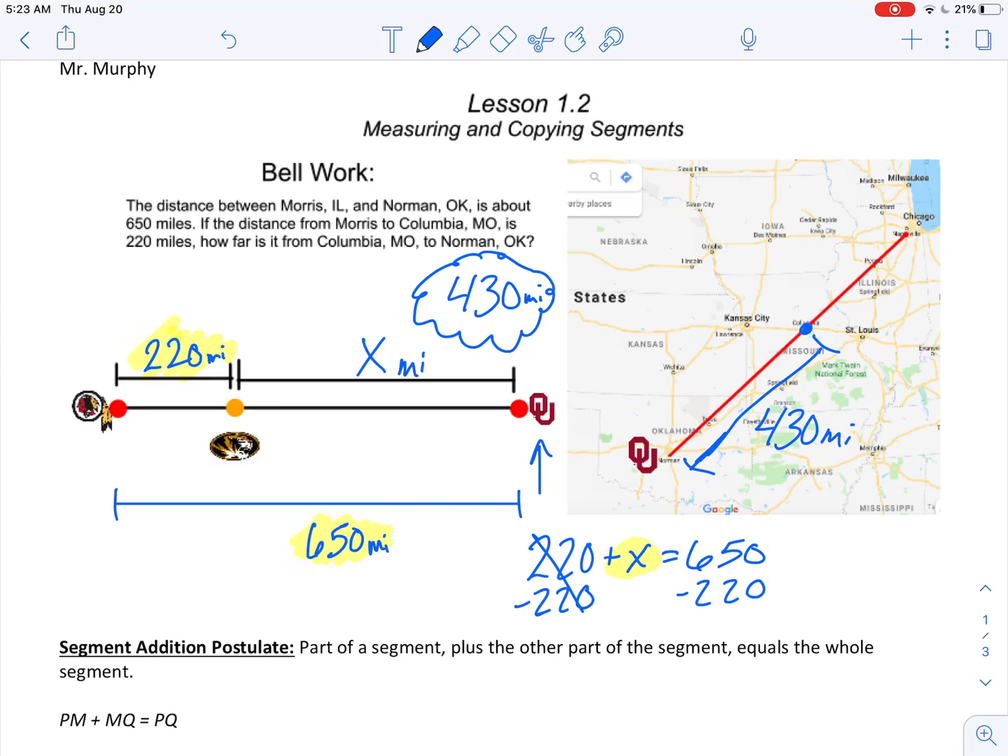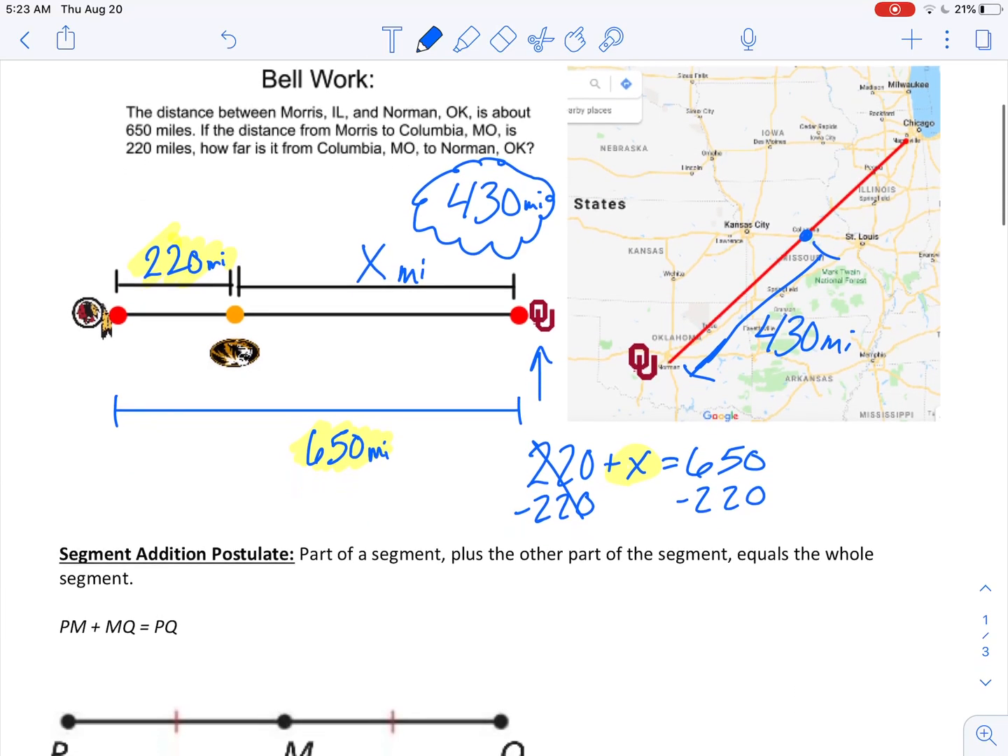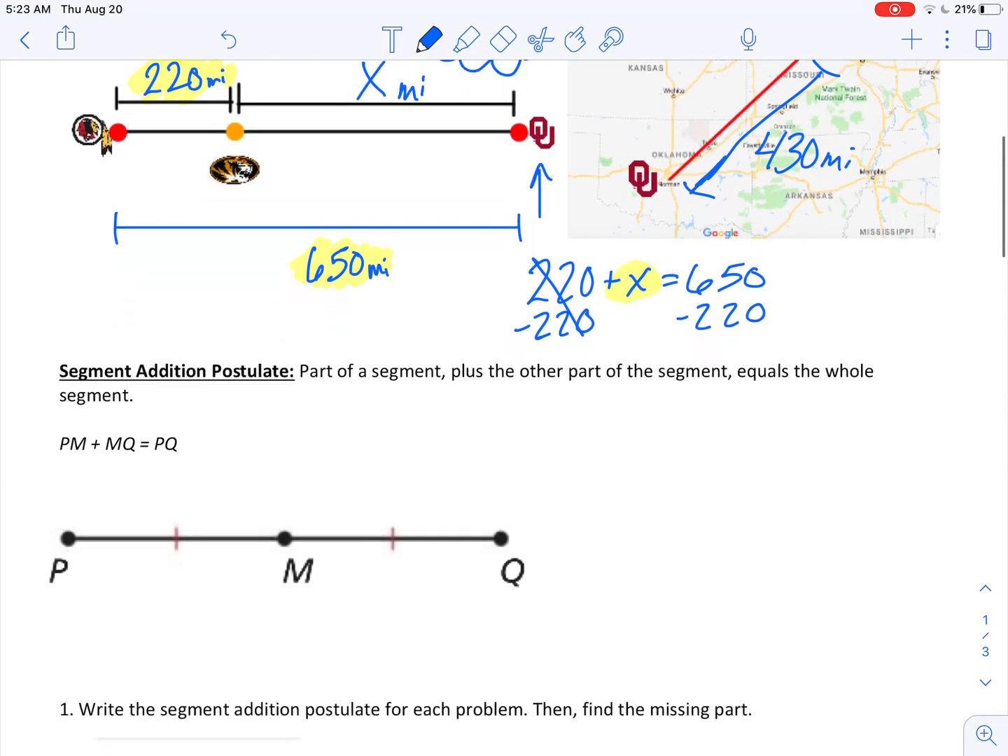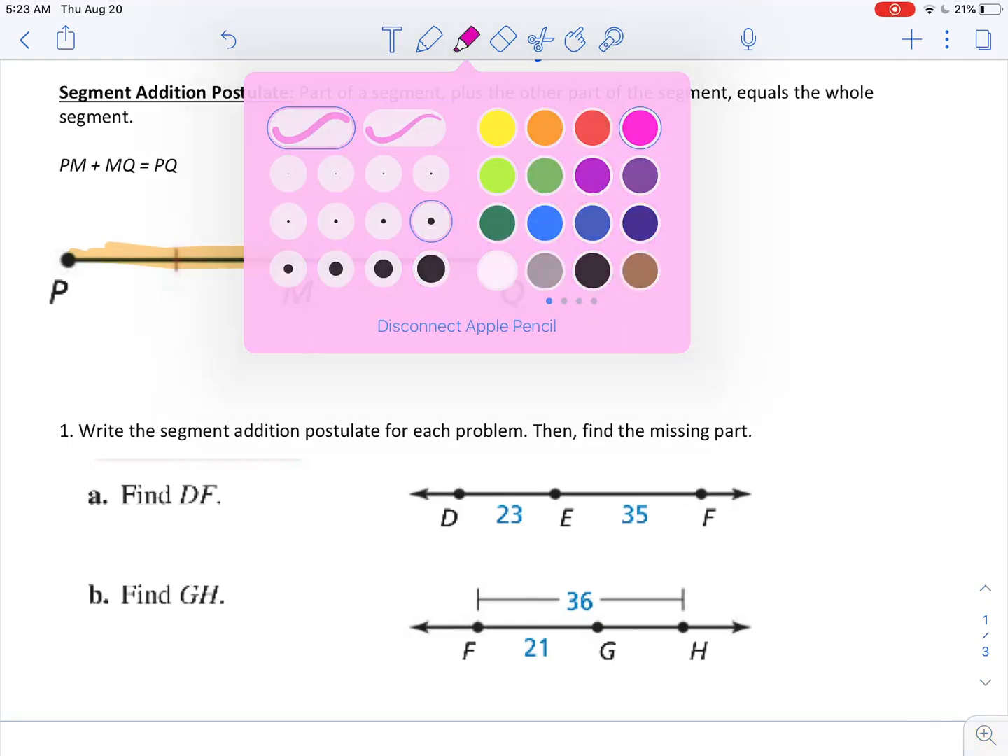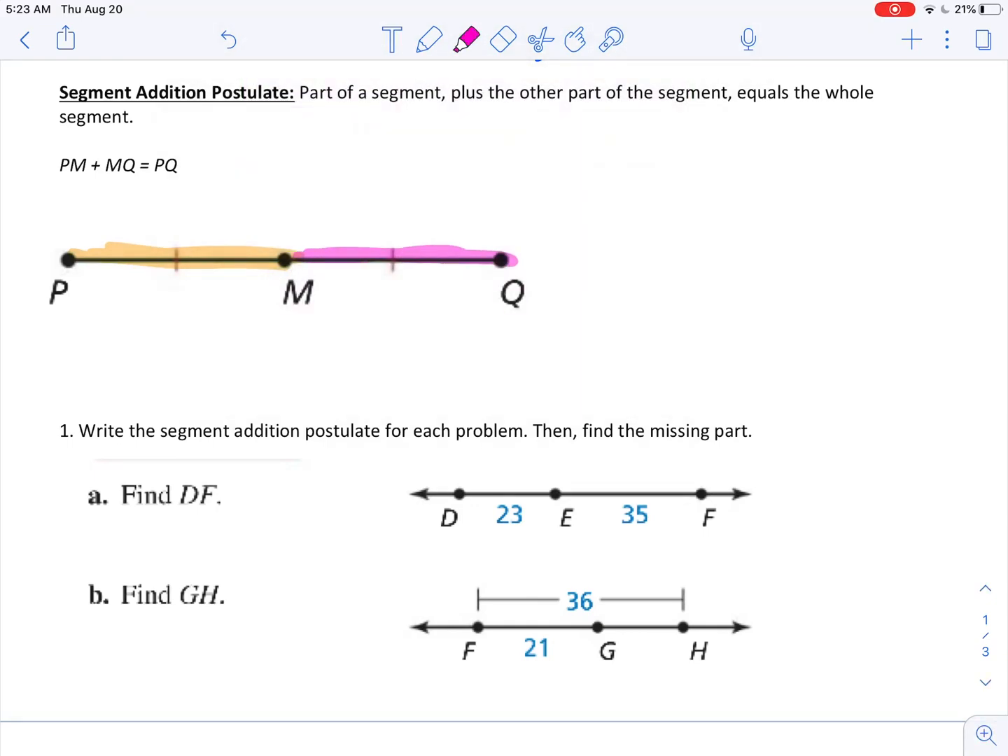And of course, this works for any segment that we see in geometry this year. So we're going to call this the segment addition postulate. And what that is saying is that part of a segment, so PM, part of a segment, plus the other part gets you the whole thing. Or part plus part equals a whole. Nothing really groundbreaking here, but we do need to put some kind of formal definitions into our geometry. So let's do some practice.